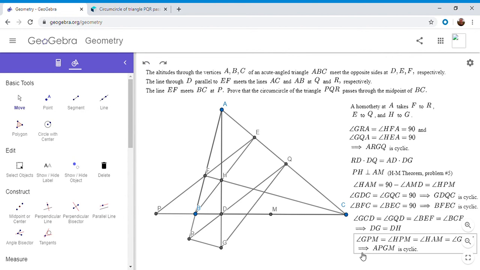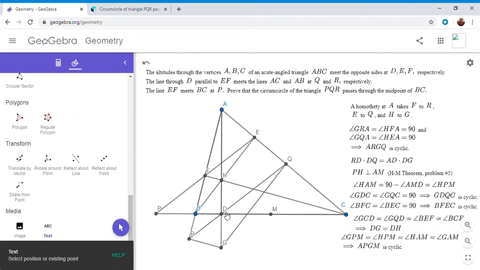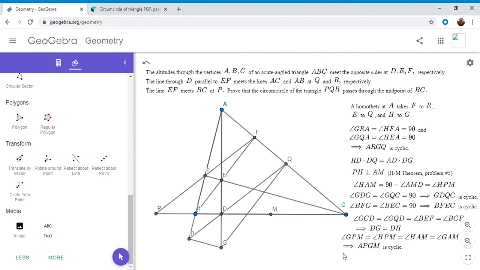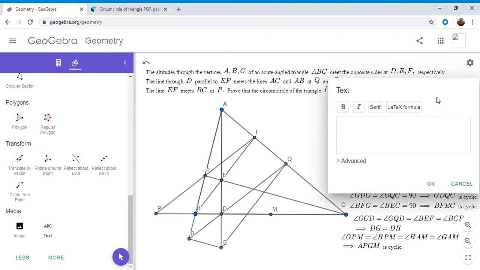So whoops, I think by moving this I just removed my next step. But I'm going to just type it in. Since APGM is cyclic, that essentially gets us to where we want, because that means, and I'm going to type it in here so you can see exactly what it looks like, that AD times DG is equal to PD times DM.